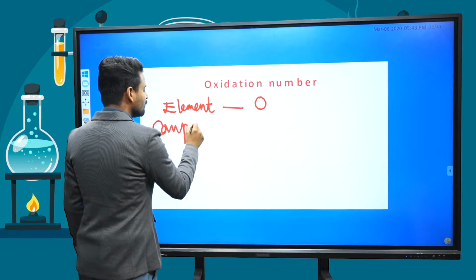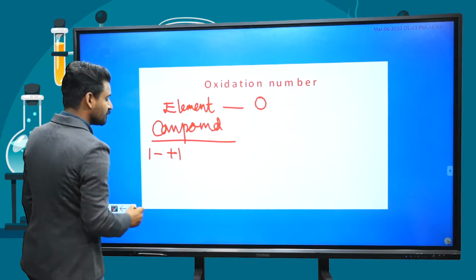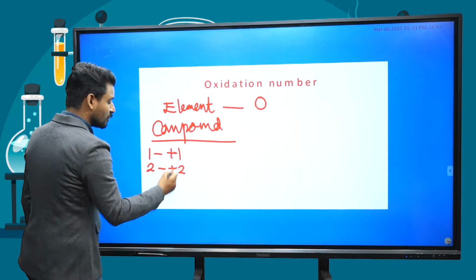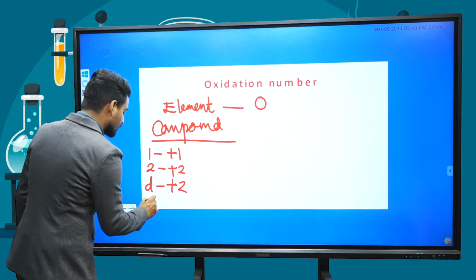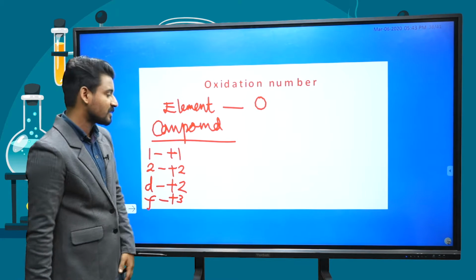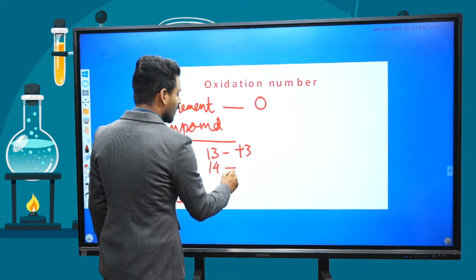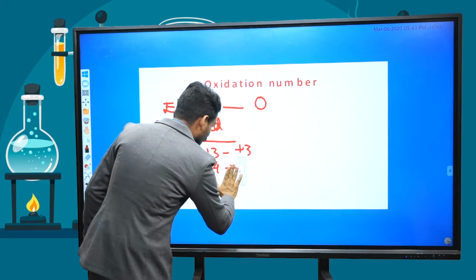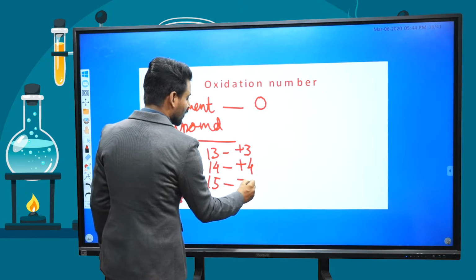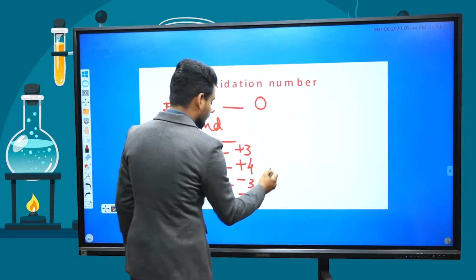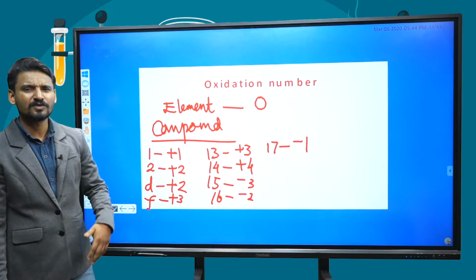In compound form, first group elements have oxidation state +1, second group elements have oxidation state +2, D block elements normally have +2 oxidation state, but variations are there. F block elements normally have +3 oxidation state, there are also variations. 13th group elements generally have +3 oxidation state. 14th group elements generally have +4 oxidation state, and there are also some variations. 15th group have -3 oxidation state. 16th group have -2 oxidation state. 17th group -1 oxidation state. And there are variations for all these.